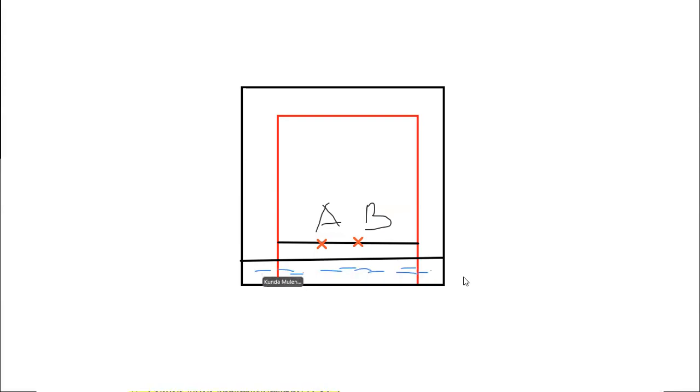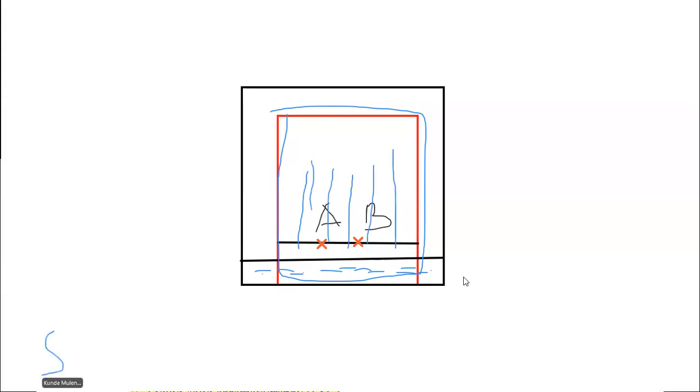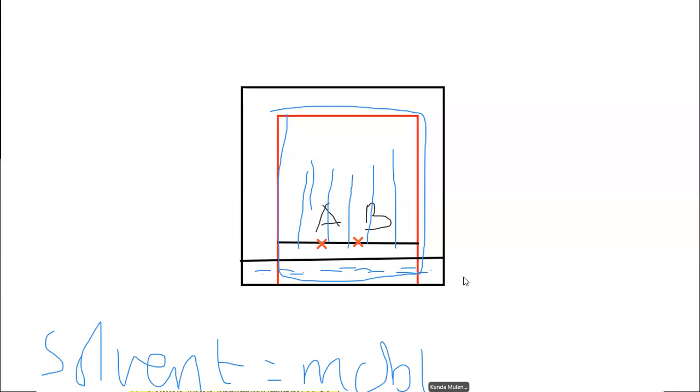So in this case, once this paper is dipped in, and know that this paper has to be porous, the moment this paper is dipped in, the solvent will start moving on the paper. You see, it's the solvent which is moving. So in this case, the solvent becomes our mobile phase. Solvent is our mobile phase.